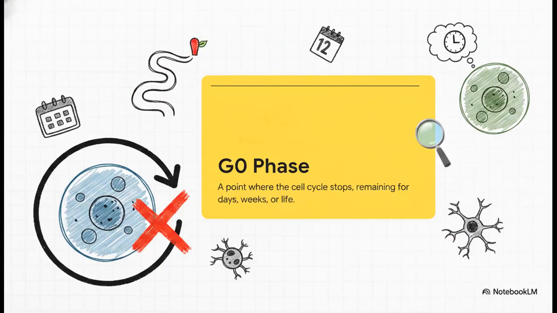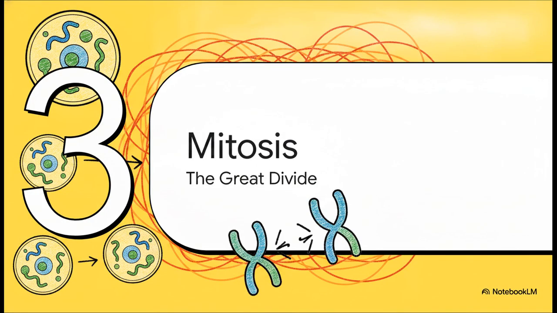Now, a crucial detail here is that not all cells are just constantly rushing to divide. Sometimes, at a specific point during that G1 phase, certain cells hit the biological pause button. They detour into what's known as the G0 phase. In this state, the cell cycle just stops. The cell goes about its normal functional life, but it doesn't prepare to divide. It might hang out in G0 for days, weeks, or in some cases, like with certain nerve cells, literally for your entire lifetime.